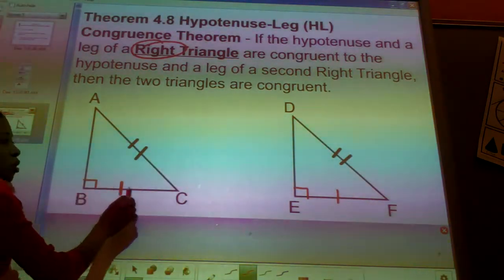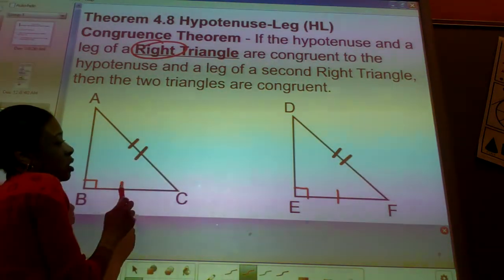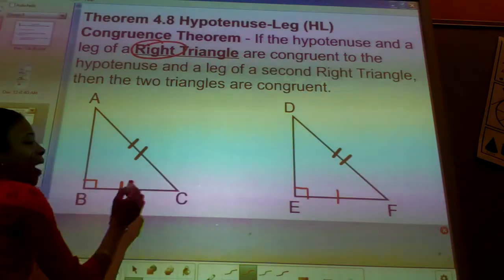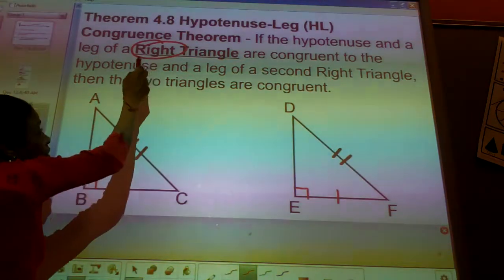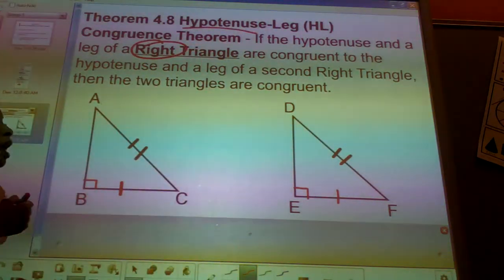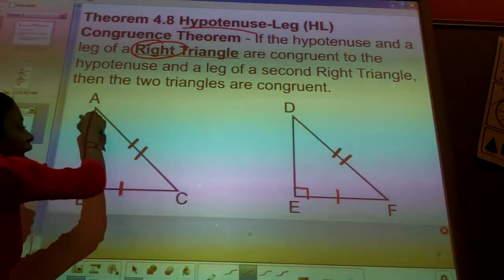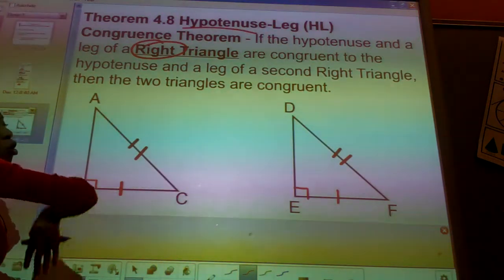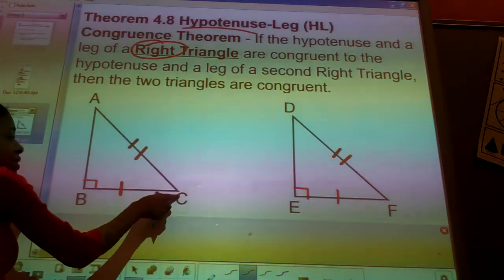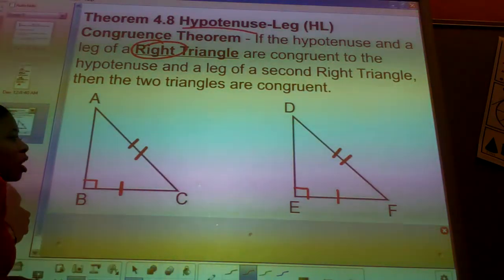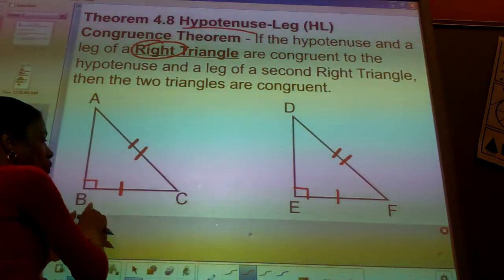So first of all, if I'm using the hypotenuse leg theorem, that means I'm automatically talking about right triangles. And the key word in that theorem is hypotenuse. It means you need to include the hypotenuse. The hypotenuse is opposite the right angle B here. So you automatically have to use the hypotenuse, which is AC, and you just pick another leg. Let's say it's BC. If these two, AC and BC, are congruent to the hypotenuse and a leg on another right triangle, that automatically means that the two triangles will be congruent.